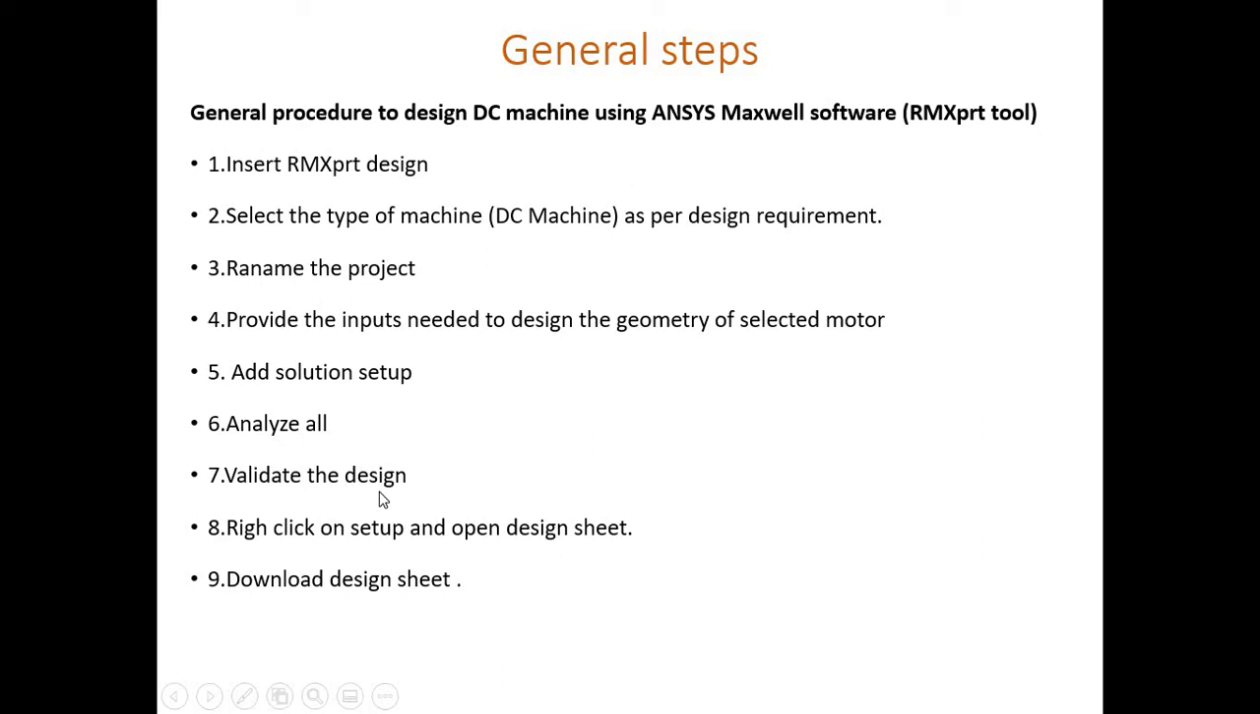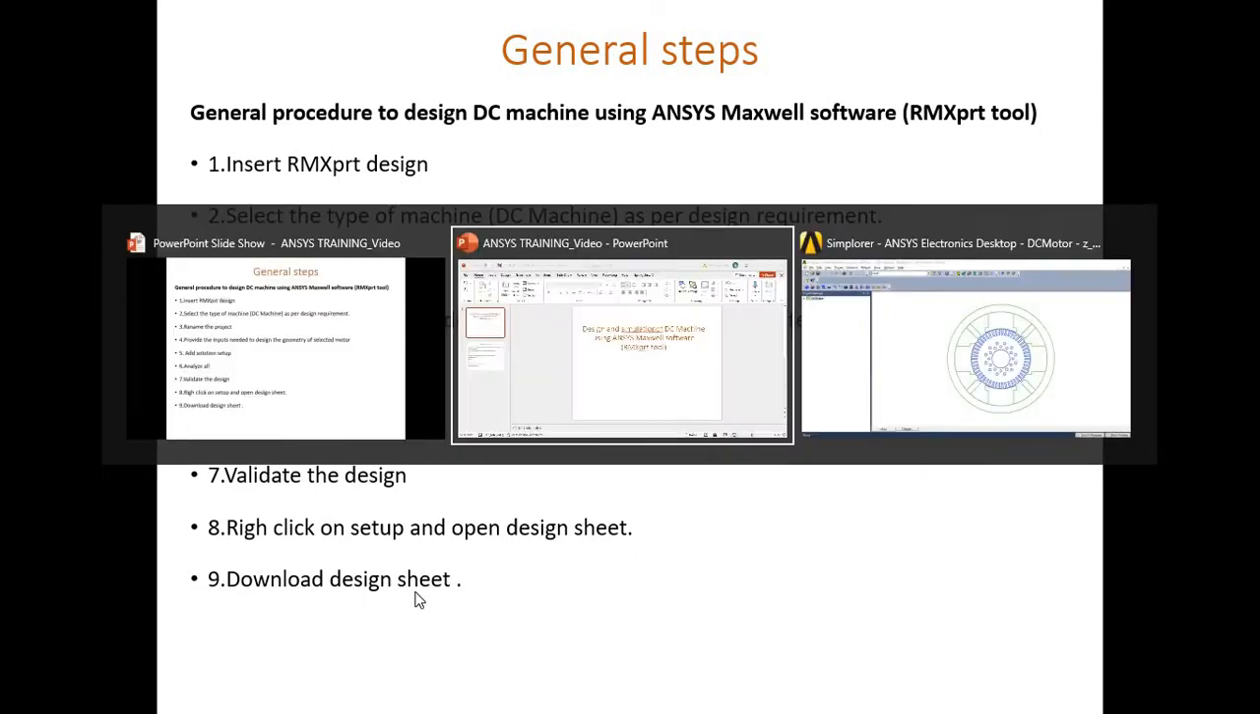And once our design is validated, then we need to right click on the setup and then we'll get the detailed design sheet. Then we can download that design sheet, or you can go through the different performance characteristics of the motor to confirm that your design is fulfilling the requirement of your application for which you are going to design the motor. Okay, so these are the general steps. Now we'll go to the software directly.